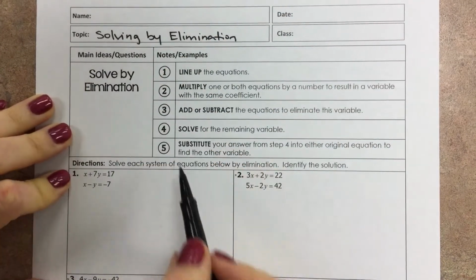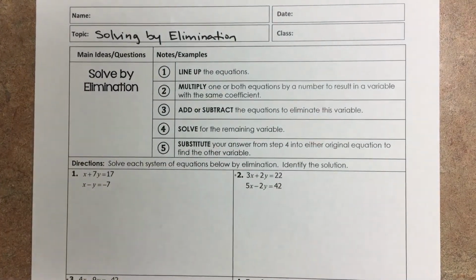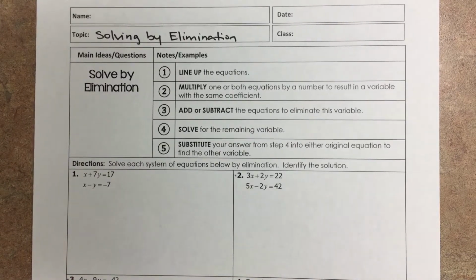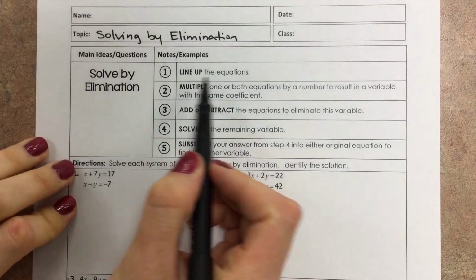So there is a series of 5 steps right here. What I'm going to do is walk through equation number 2 while we're looking at these steps. So step number 1, and we won't have to do every step every time, but I'm still going to explain what each one means. Step number 1, line up the equations.